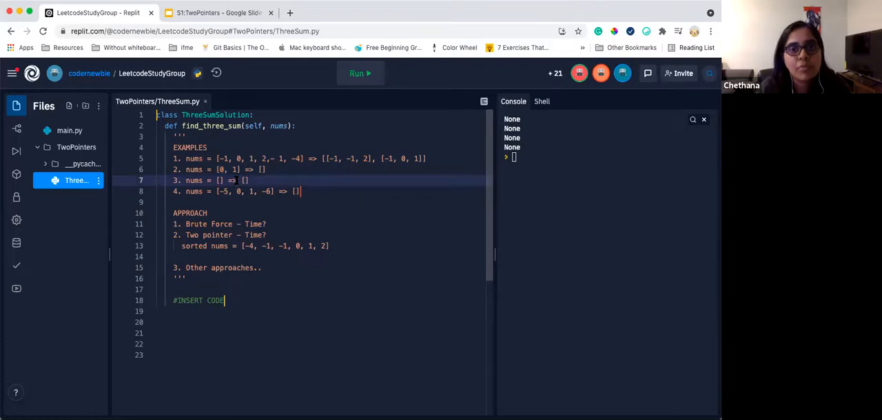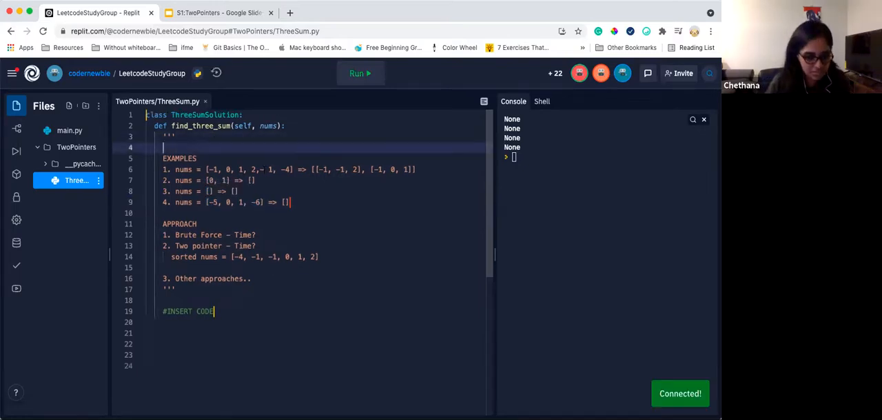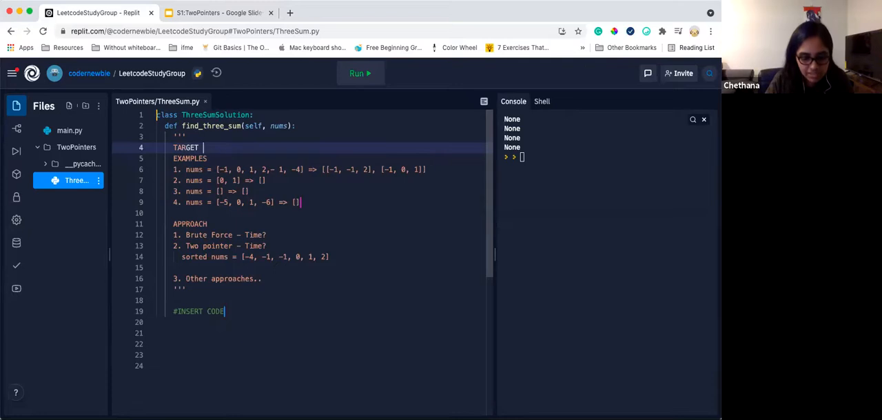Okay, now let's go back to those edge questions that we were all talking about. What if the array is empty? So return an empty set then. We don't have the solution, so we're just going to return an empty list. And the target is 0 here. I'm just going to write that down. Your target is going to be 0.